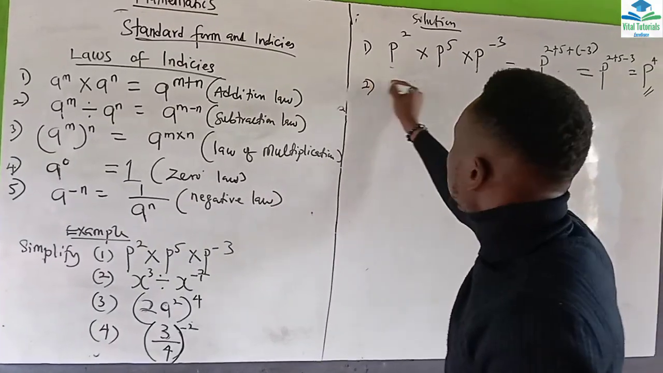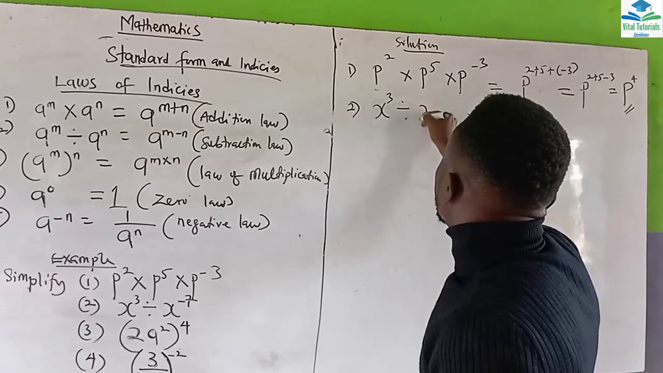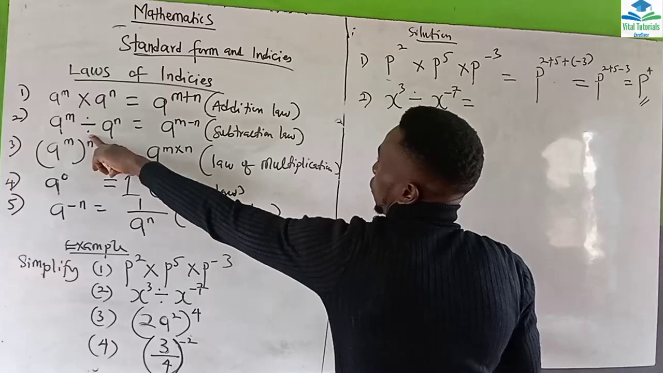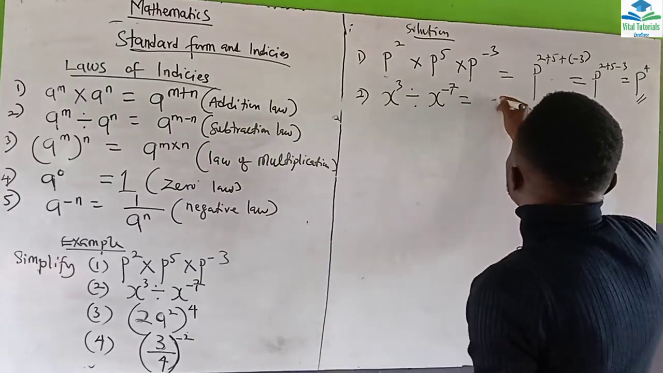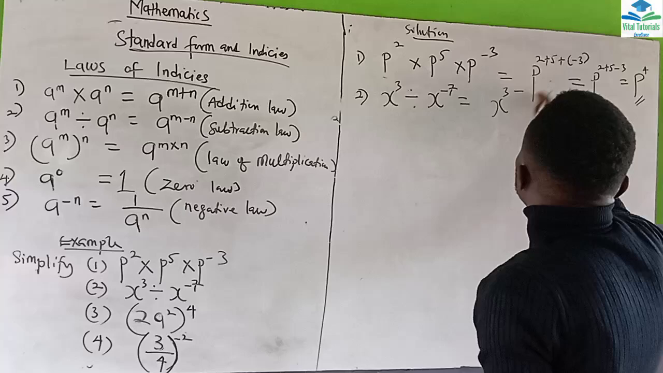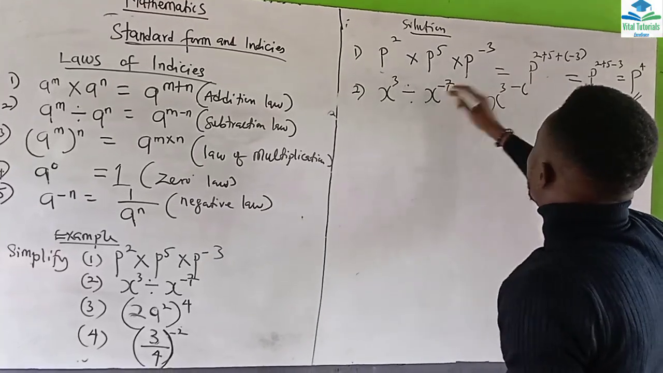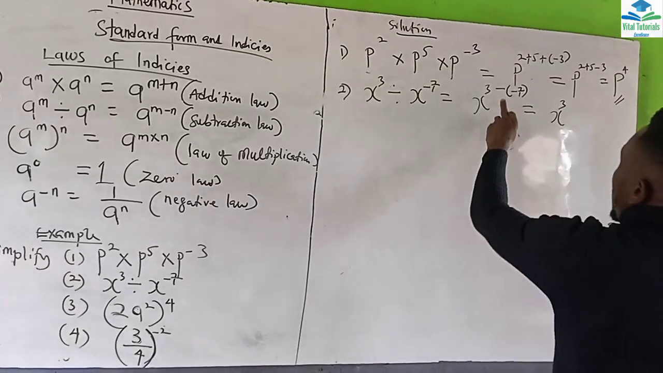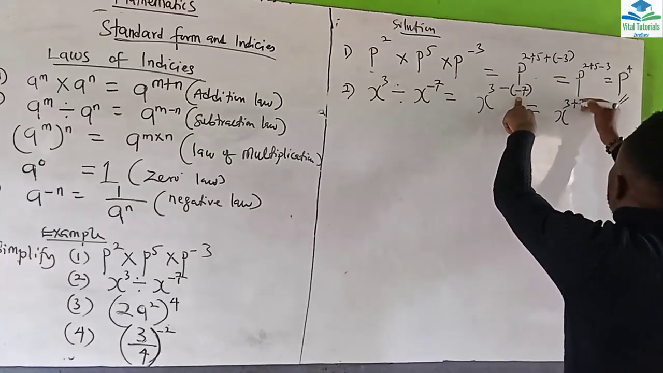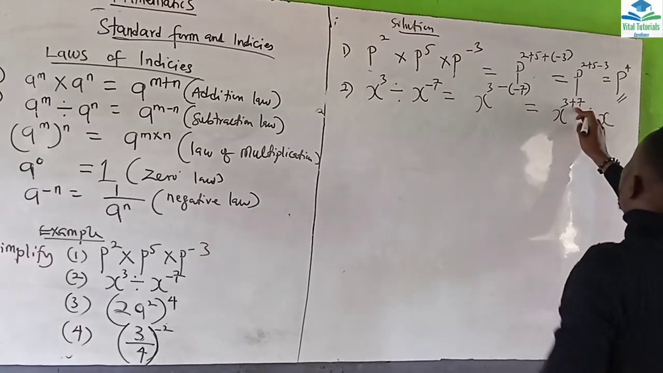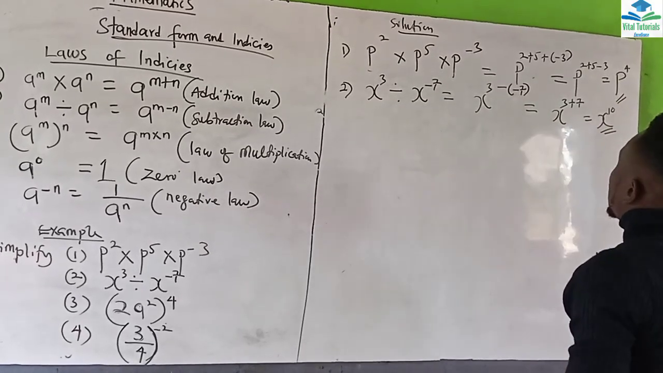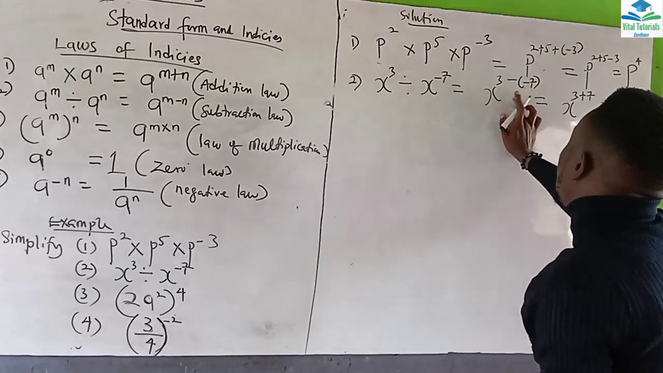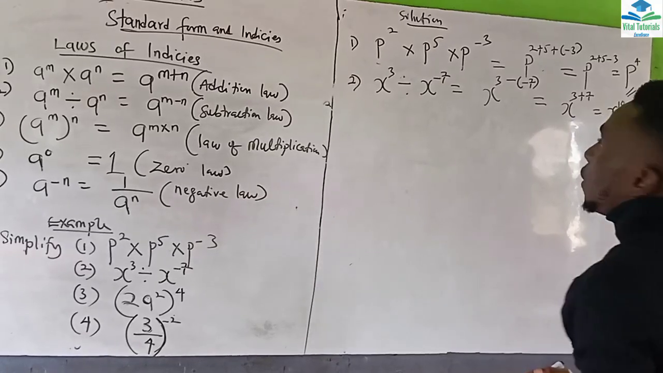You come to the second one, which is x to the power 3 divided by x raised to the power minus 7. You can see that this one is division here, that's the subtraction law. What do you do? You subtract the powers. Therefore, this is going to be x raised to the power 3 minus, in brackets, minus 7, and minus times minus will give you plus. That's plus 7, so 3 plus 7 gives you 10. I'm sure you're aware of how to multiply signs: minus times minus always gives you plus, but minus times plus will give you minus.